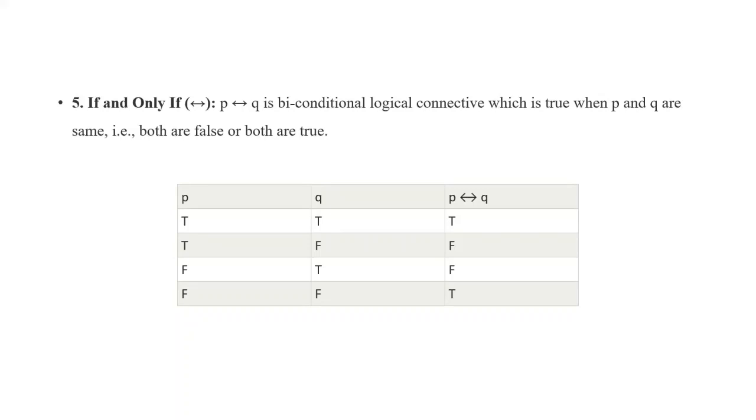If and only if, that is a biconditional. The logical connective is true when P and Q are the same. That is, both are false or both are true. If both are true, then the compound statement is true. If both statements are false, then the compound statement is true. Otherwise, false.